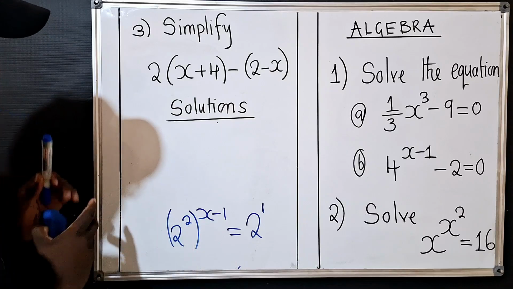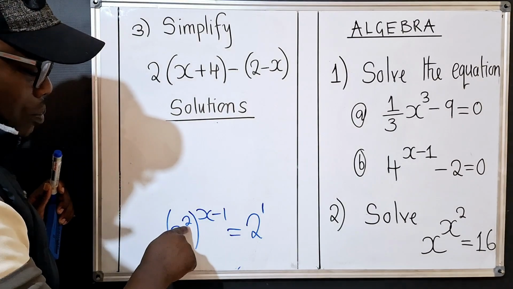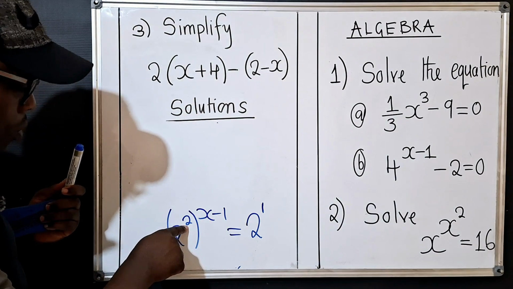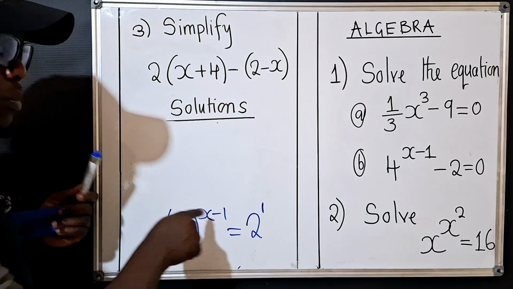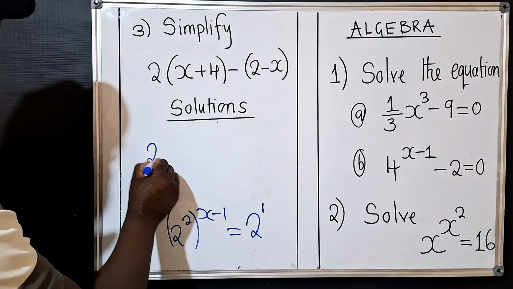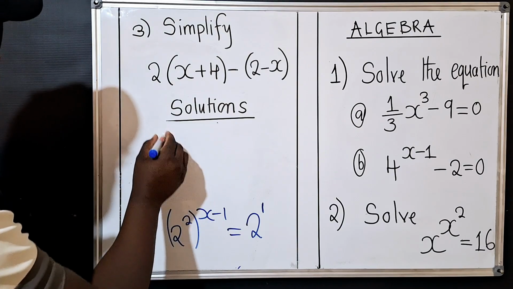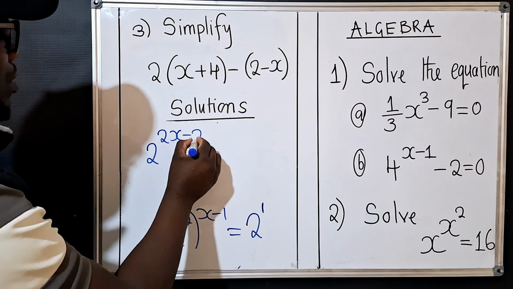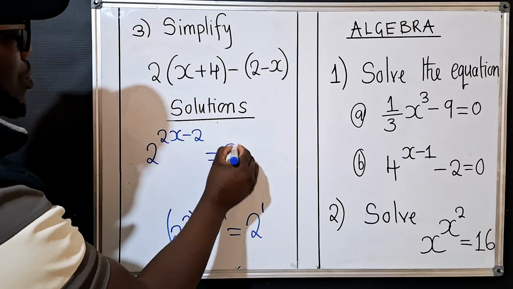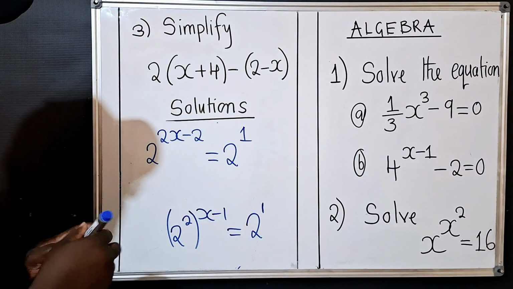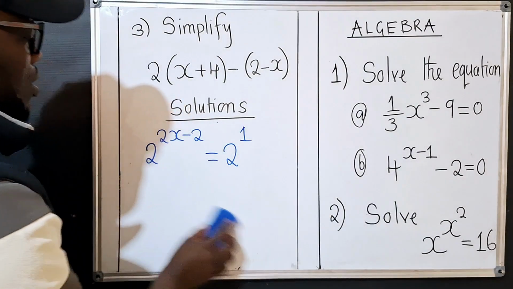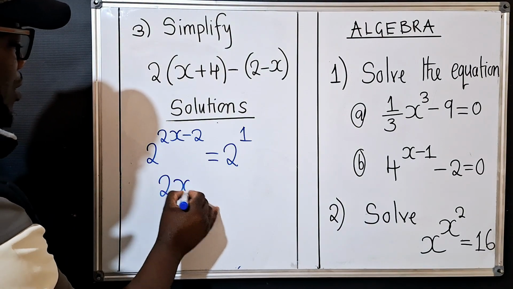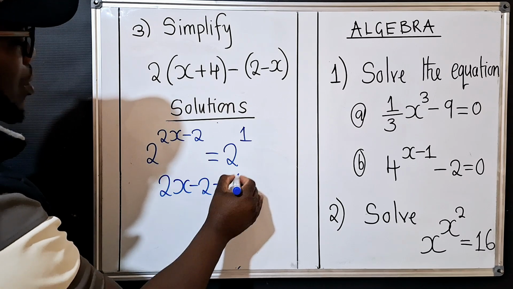So understand this now. From here, power to power, you always multiply. So this power 2 will be multiplied by x and also by minus 1. So it will be the base there, which is 2, 2 times x is 2x, 2 times negative 1 is negative 2, which is equal to 2 power 1. Okay? And from this stage, of course, we equate the powers. This will be 2x minus 2 equal to 1.